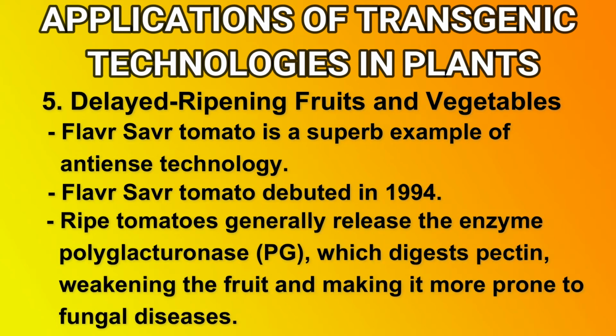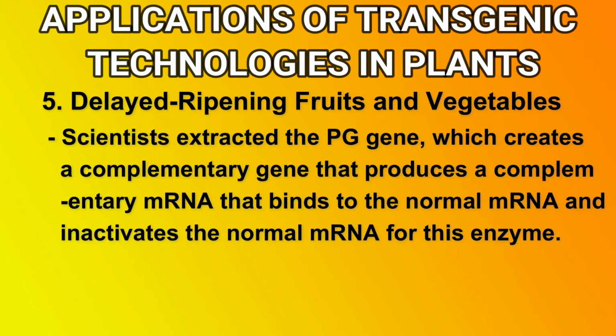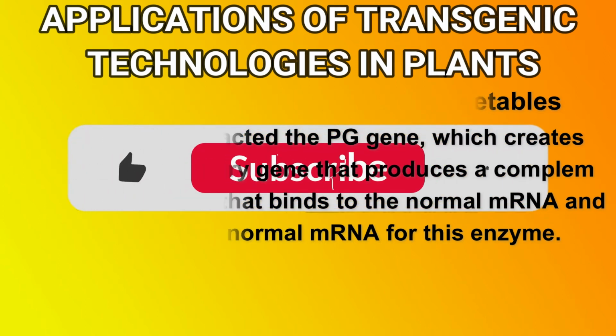Ripe tomatoes generally release the enzyme polygalacturonase, which digests pectins, weakening the fruit and making it more prone to fungal diseases. Scientists extract the PG gene, which creates a complementary gene that produces a complementary messenger RNA that binds to the normal messenger RNA and inactivates the normal messenger RNA for this enzyme.